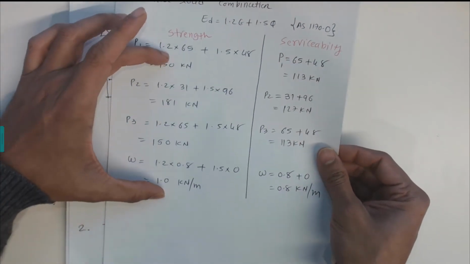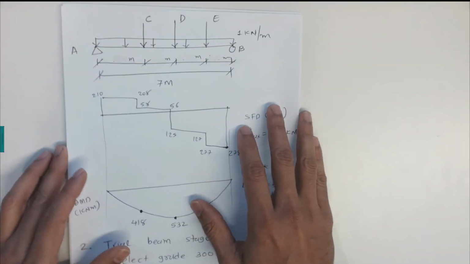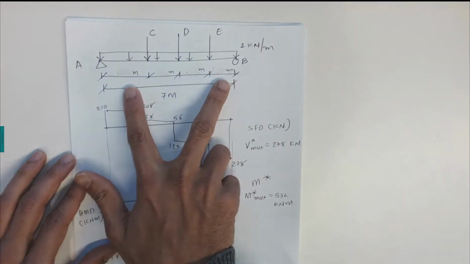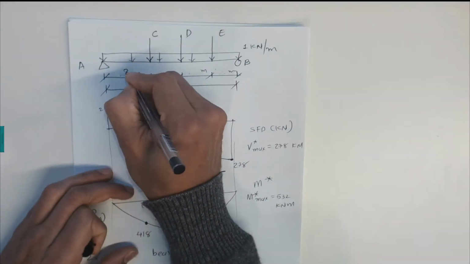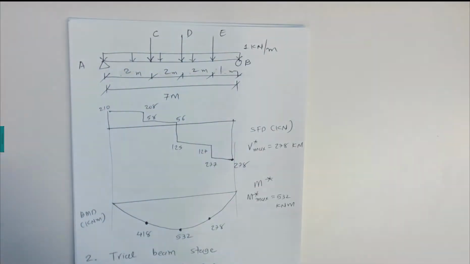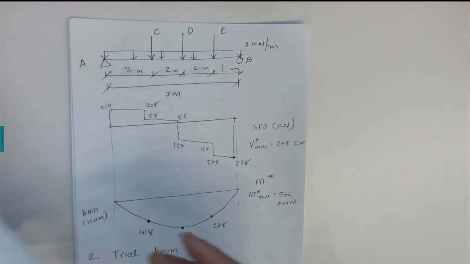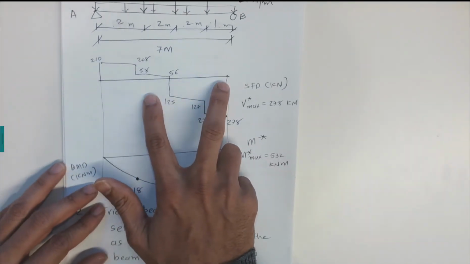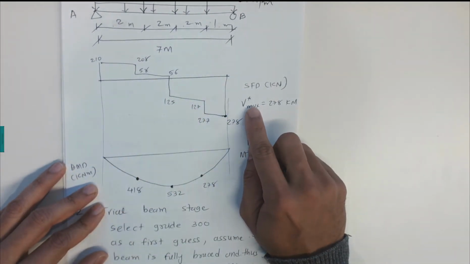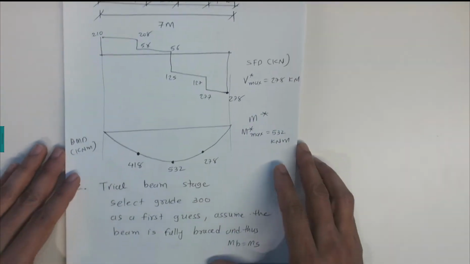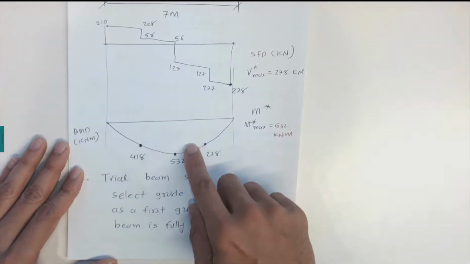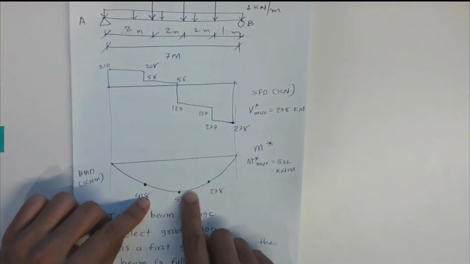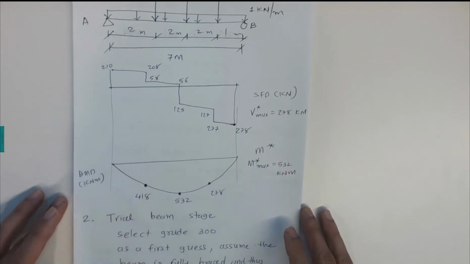Once you calculate all these combined loadings, we can put them on the diagram with points A, B, C, D, spaced 2 meters, 2 meters, 2 meters and 1 meter, as given in the question. The shear force diagram is drawn here. From the shear force diagram, the maximum shear force is 278 kilonewtons. The bending moment diagram is calculated at the loading positions, and the maximum is at midspan, which is 532 kilonewton meters.